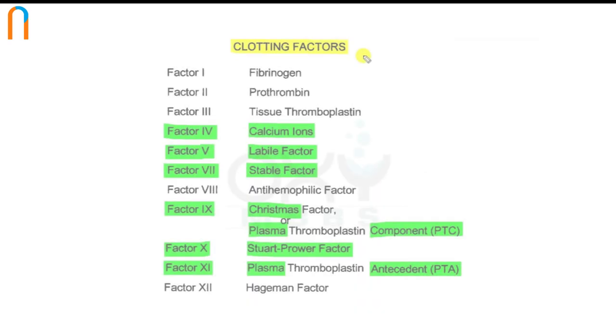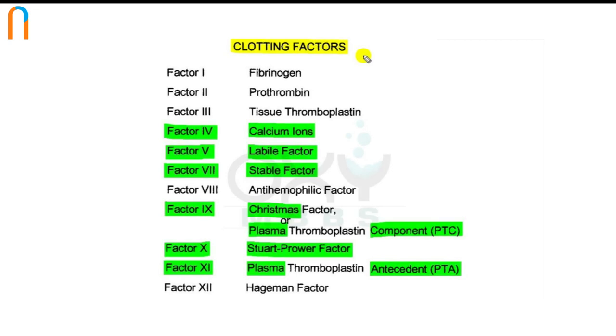The coagulation system is made up of numerous factors. Factor 1, fibrinogen. Factor 2, prothrombin. Factor 3, tissue thromboplastin. Factor 4, calcium ion. Factor 7 to factor 13.